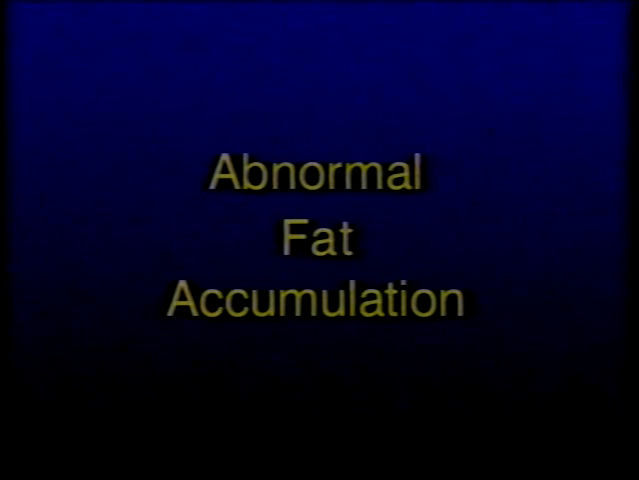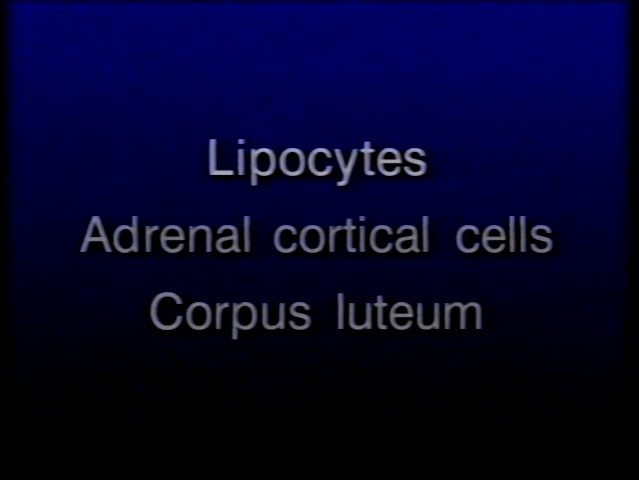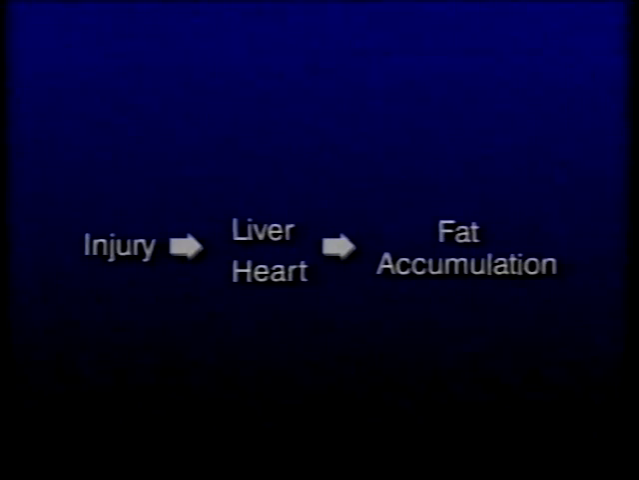Another common manifestation of cell injury is the appearance of fat within the cell. Certain cells, such as lymphocytes, adrenal cortical cells, and cells of the corpus luteum, normally contain lipids that are visible by light microscopy. Most cells, however, do not contain lipid in sufficient quantity to make it visible by the light microscope. Therefore, the appearance of fat in some cells may be an indication of cell injury. Injured liver cells frequently accumulate fat.